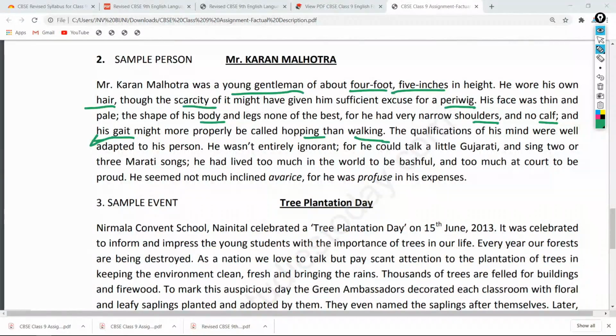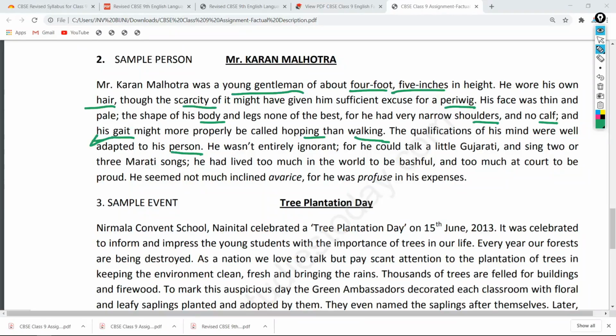The qualifications of his mind were well adapted to his person. He wasn't entirely ignorant, for he could talk a little Gujarati and sing two or three Marathi songs. He was too much in the water to be bashful and too much at quarter to be proud. He seemed not too much inclined to avarice, for he was profuse in his expenses. So this actually describes the person. This is also a brief description or a paragraph on the person.